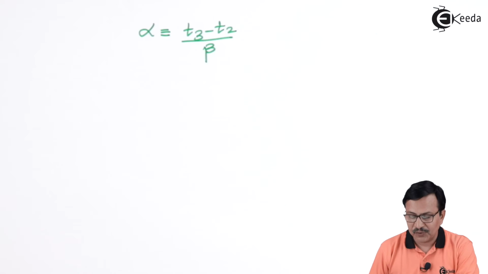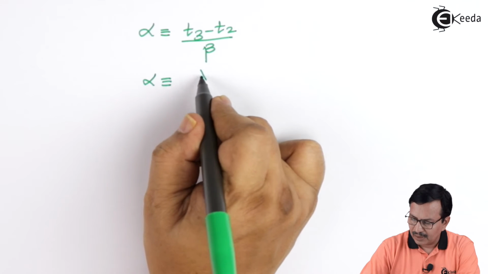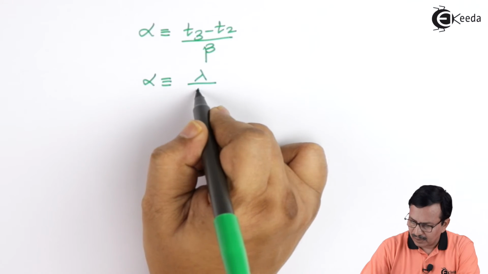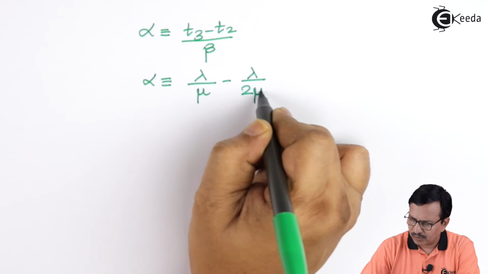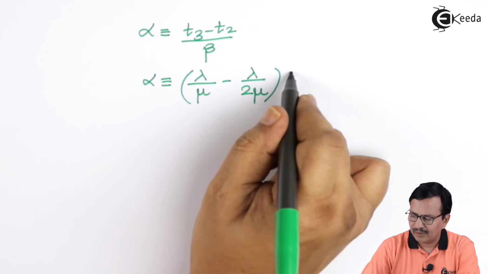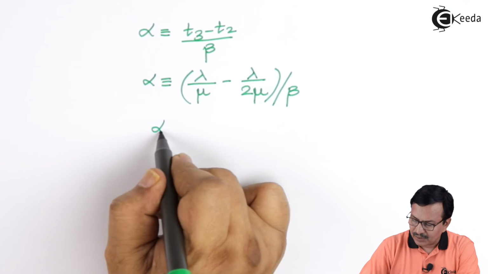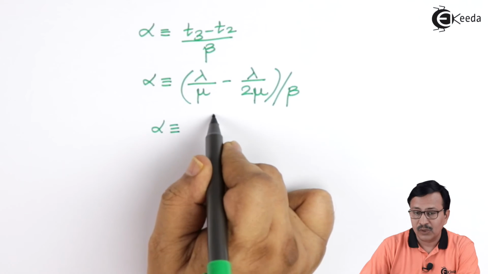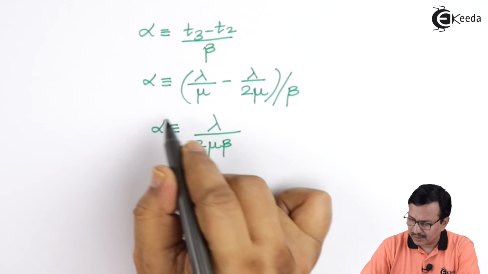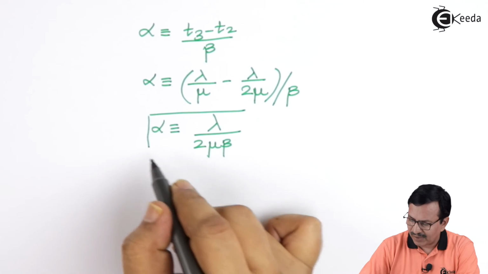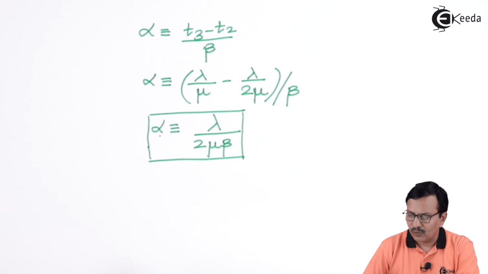The distance between two consecutive dark bands is going to be your bandwidth, which is going to be equal to beta. Substituting the values, your alpha is going to be equal to lambda upon mu minus lambda upon 2 mu, and this entire thing will be divided by your beta, and thence your alpha will be equal to lambda divided by 2 mu into beta. So this is the final expression for the wedge angle.